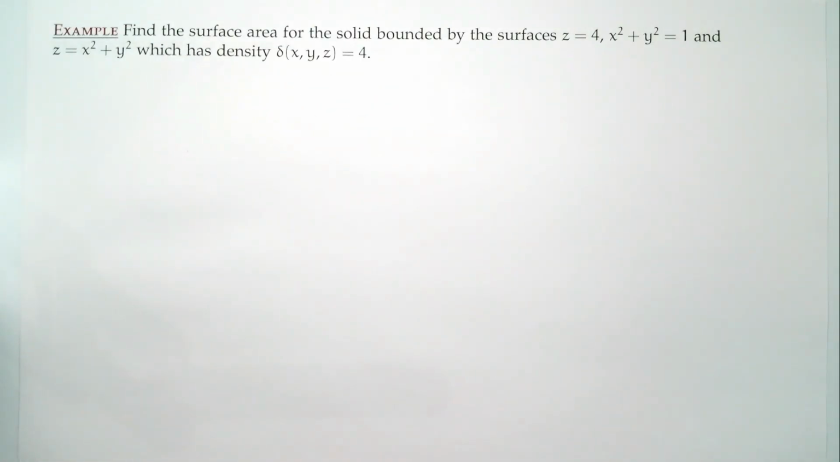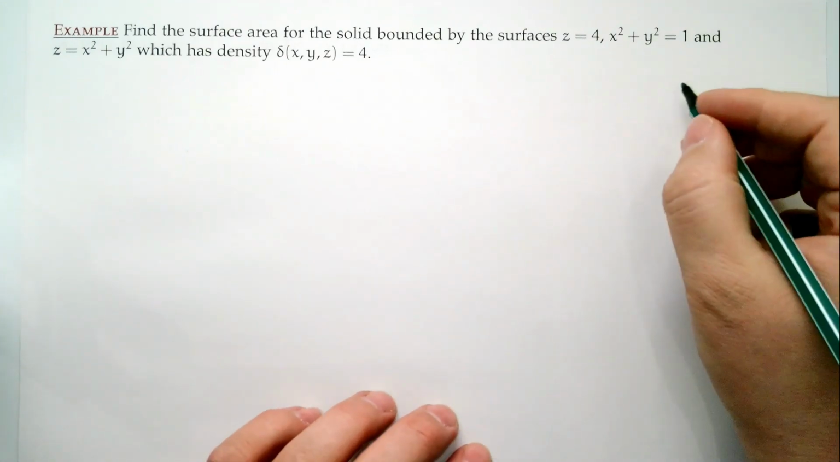Okay, I'll do one more example. Find the surface area for the solid bounded by the surfaces z equals 4, x squared plus y squared equals 1, and z equals x squared plus y squared, which has density delta of xyz equals 4. All right, we should try to understand these things.